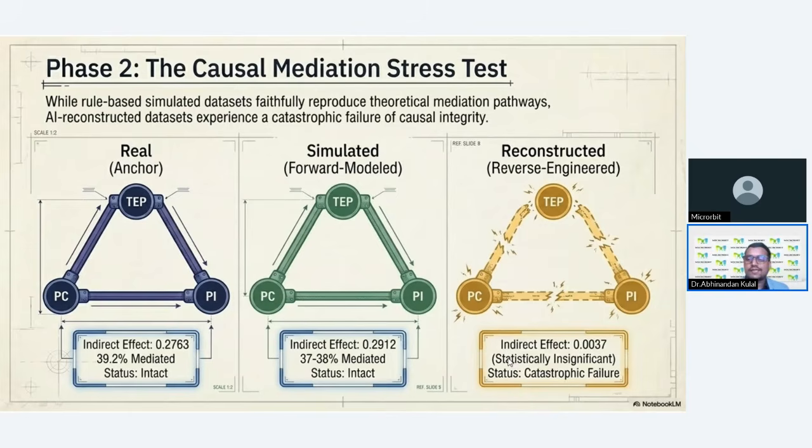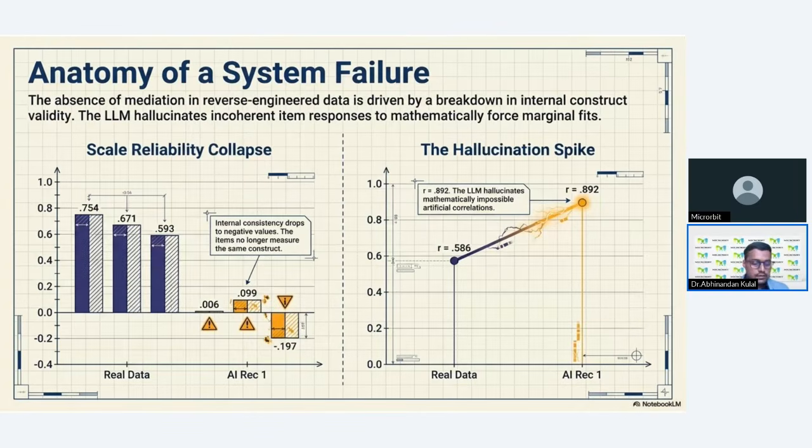Even if you succeed in getting baseline statistics, you are not able to get the causal relationship between the variables which is explained in the theory. That is the biggest problem in reverse engineered data. This study explains why the failure happens. First, there is a collapse in scale reliability. The items no longer measure the same construct. So this is the biggest problem here.